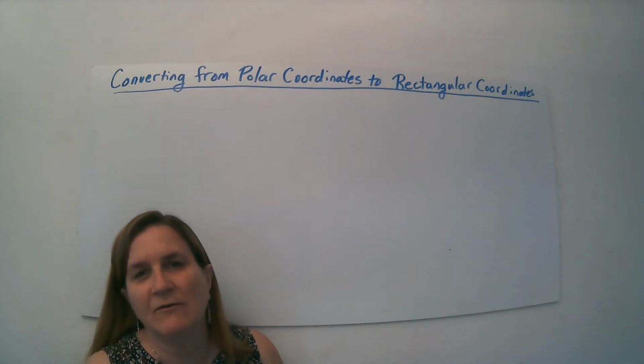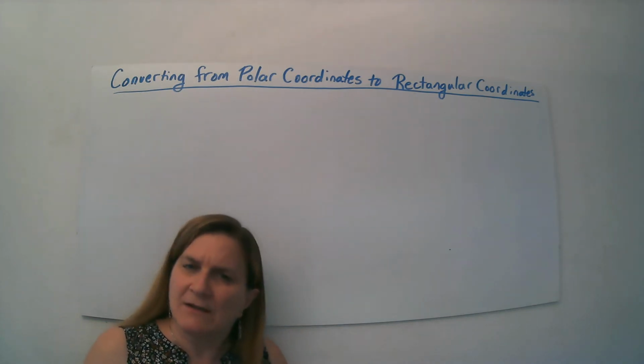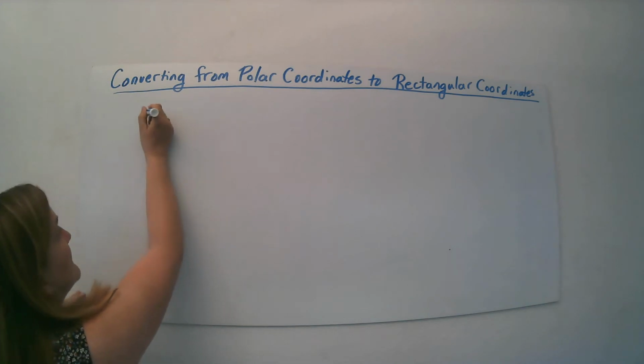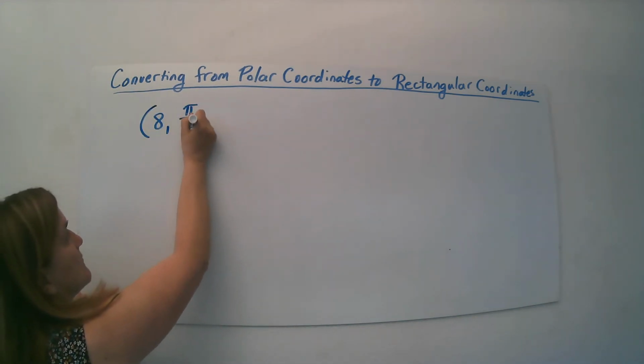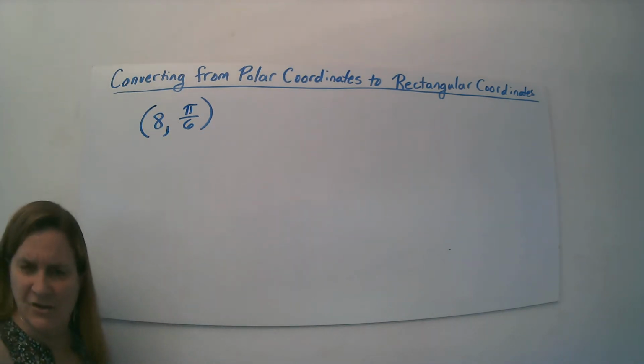Let's talk about converting points from polar coordinates to rectangular coordinates. So let's start with the point (8, pi over 6). So here's our point in polar coordinates. And let's draw a picture of it.